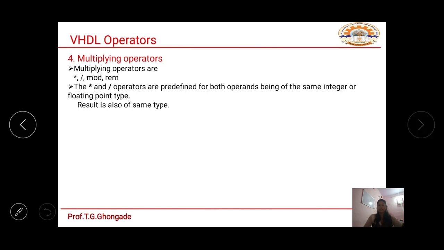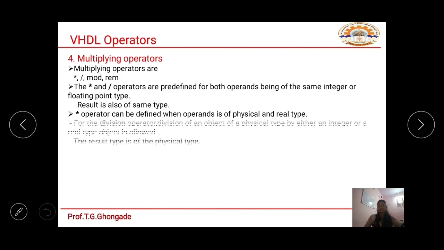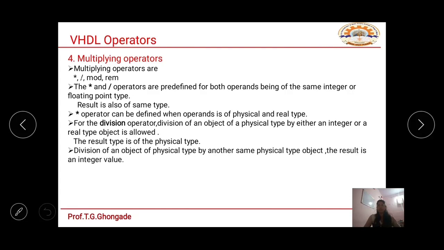Now the multiplication operator is also defined for the case when one of the operands is of a physical type and the second operand is of integer or real type. That time your result is of physical type. Now for the division operator, division of an object of physical type by either an integer or a real type object is allowed, and the result type is again of physical type. Now division of an object of physical type by another object of the same physical type, that time the result is an integer value.